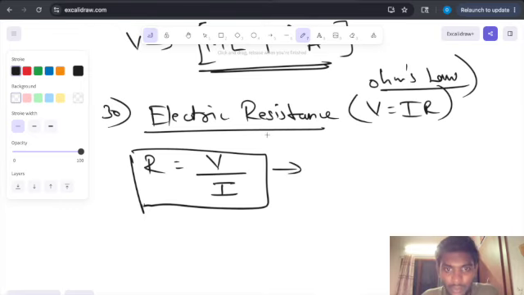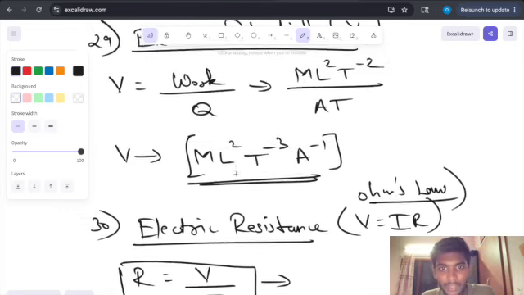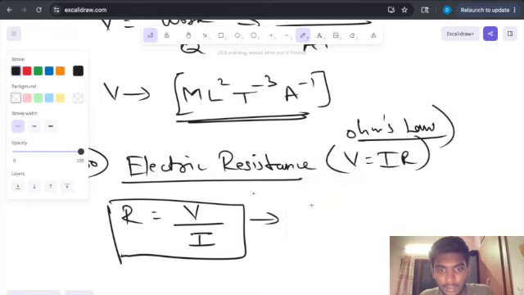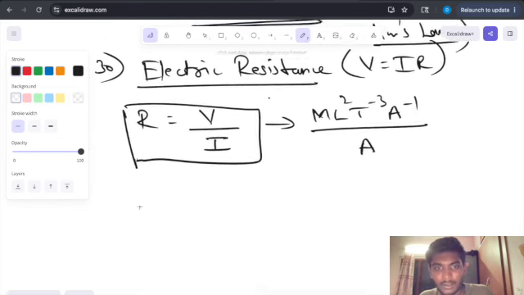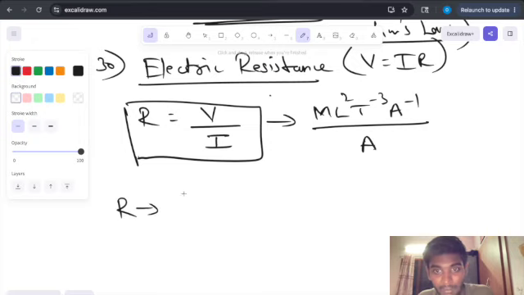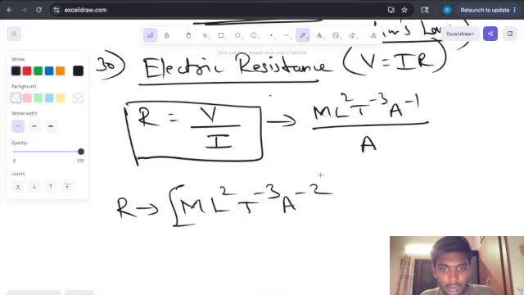V, electric potential, I've just now derived it to be ML squared T to the power minus 3 A to the power minus 1, divided by current. I know it is ampere again. From this, I'm getting the dimension of resistance to be ML squared T minus 3 A minus 2. This is the dimension of resistance.